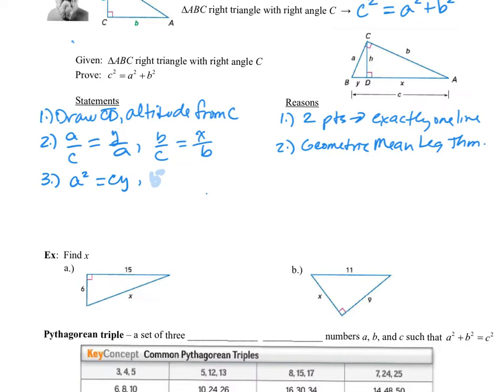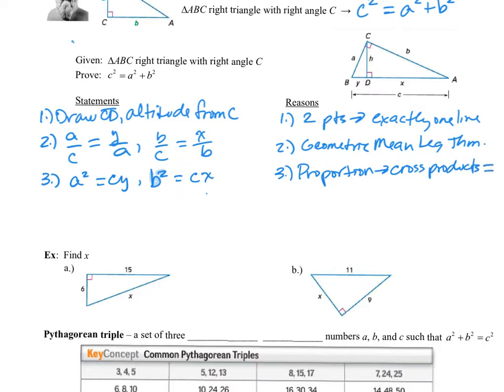Oops. Hold on. So B squared is equal to C times X. Okay, so we'll justify that. That's just a property of proportions. So we're just going to say if we have a proportion, then we can conclude that the cross products, let me fix that, the cross products are equal.